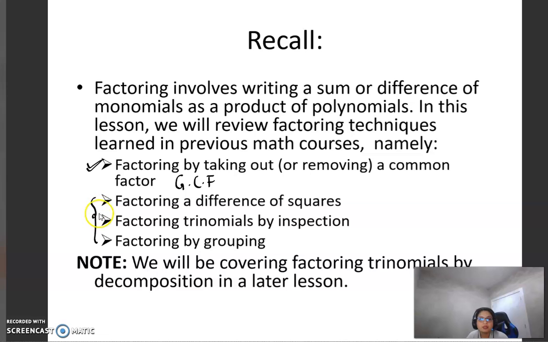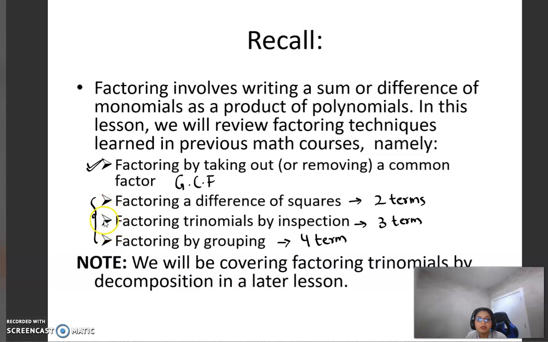One of the other methods that you would end up using is difference of squares. So this method is used when you have two terms. If you have three terms, then you try and see if inspection works. And if there are four terms, then you try and see if grouping works. Okay. So in the review part, this is already stuff that we've learned.